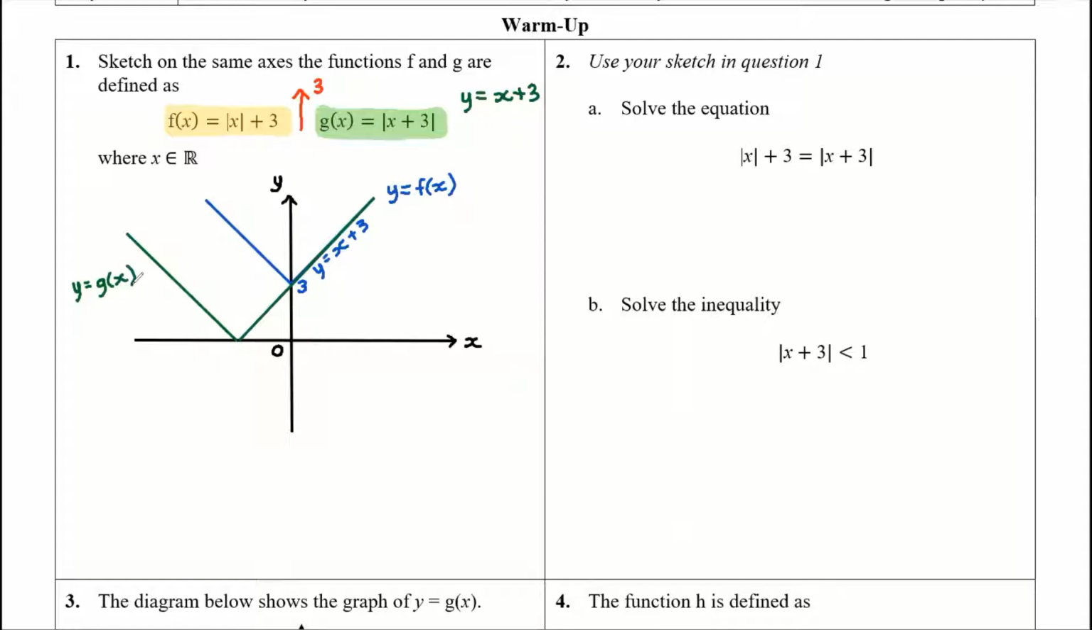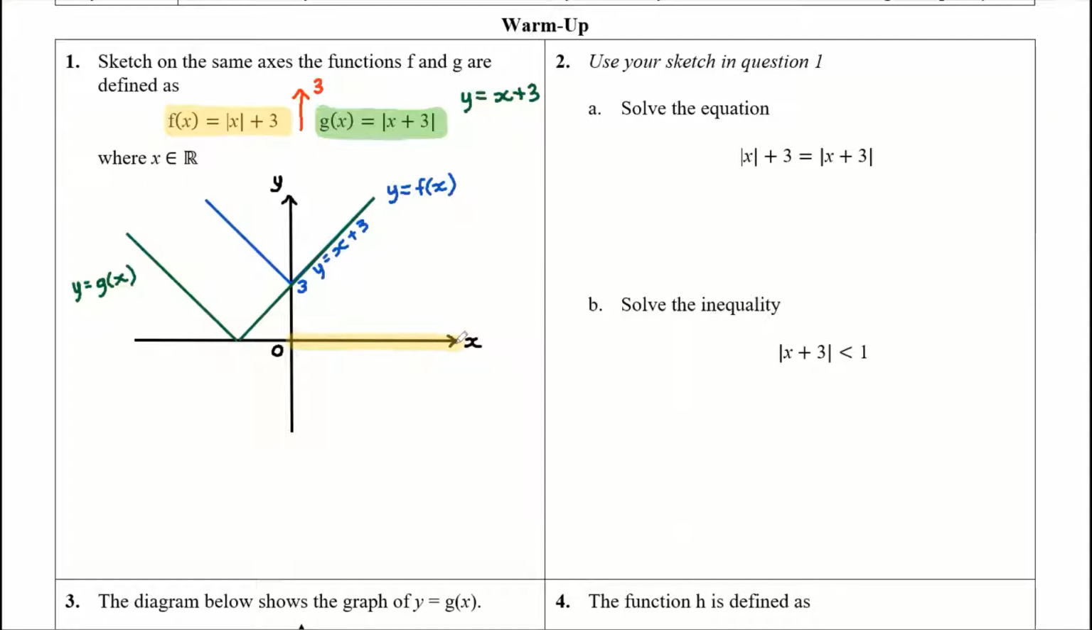So that's an interesting situation we've got there. We've got an overlay of one graph over another, but it's only partial, and it seems to only occur when we're in the positive x-axis. Okay, but for negative x values, there is a clear distinction between the two functions. Now this links nicely with question 2. So it says use your sketch in question 1 and solve the equation.